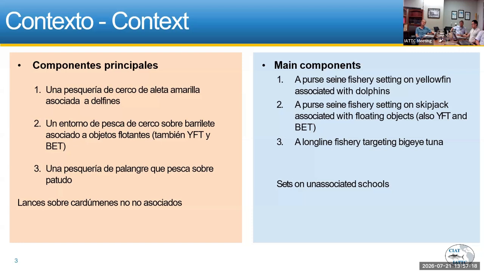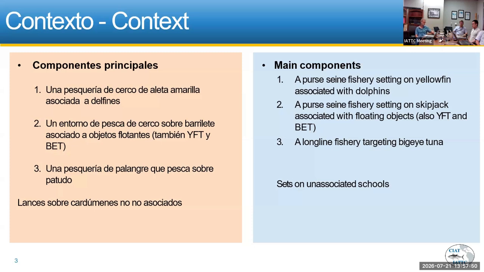And then the third major component is the longline fishery that generally targets bigeye tuna. And again, because the purse seine fishery on floating objects is catching a lot of bigeye tuna, it interacts with this fishery as well. So you can see that having a multi-species and maybe even multi-stock management procedure is important to try and appropriately manage all three species, since they interact in terms of the fisheries.